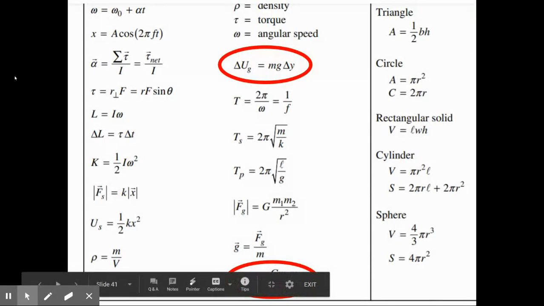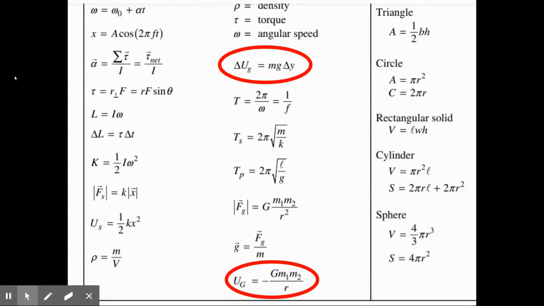On your equation sheet, on the official AP equation sheet, you have the change in gravitational potential energy, or delta UG, is equal to mg. And instead of h, they use delta y because AP wants to specify that it's your change in height in the y direction instead of in the x direction. I usually write it as mgh. I don't care which way you write it.